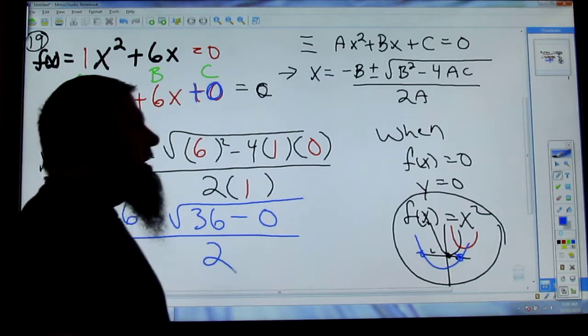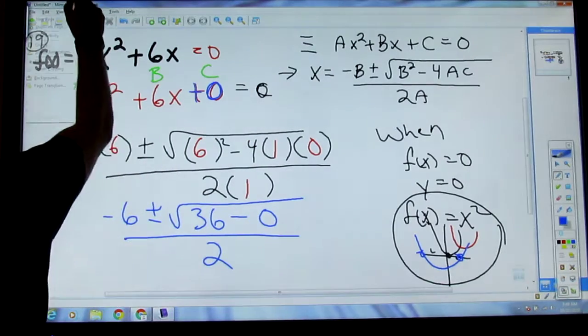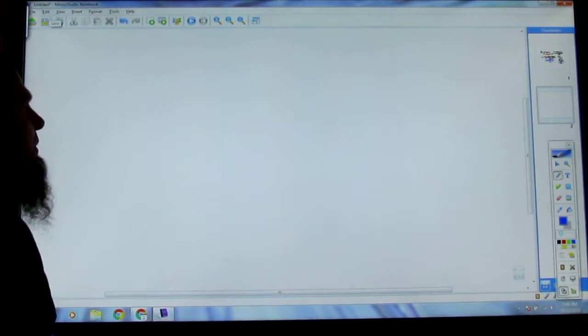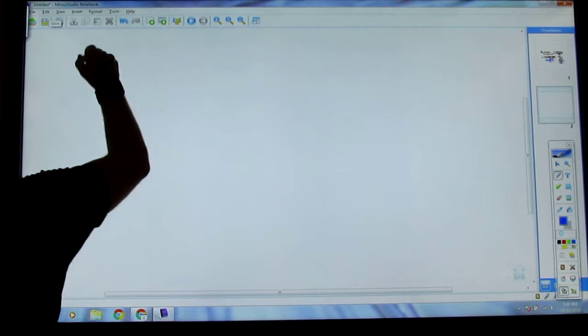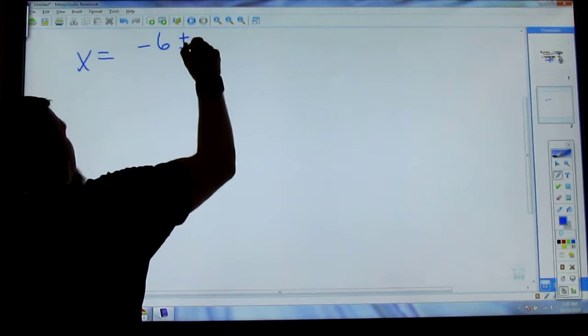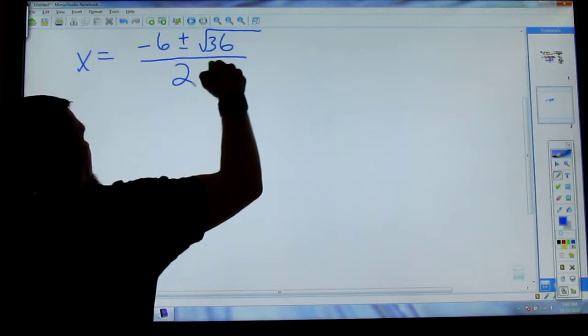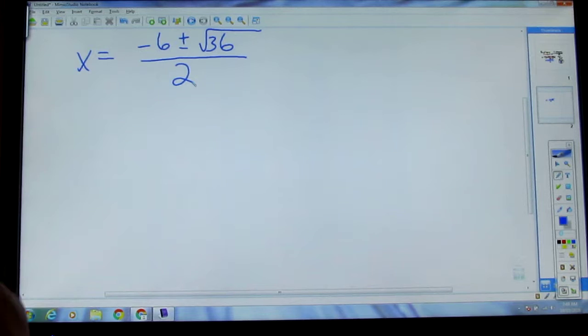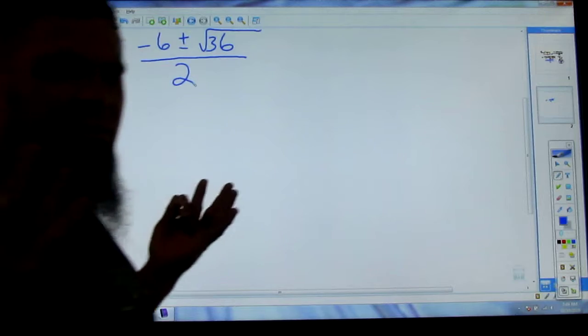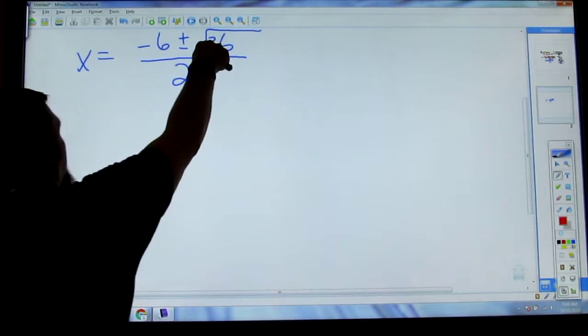Okay? So what that does, it brings me up, I'm going to have to make another page. And does anyone remember what that was? X was equal to negative 6 plus or minus the square root of 36? Yeah. All over 2. And then we had a minus 0, but if we go to the next step, we could just say it's 36, yeah? Okay, we're all good here? We all know where we came from? We all know where we're going. Okay? Next. I need to do the 36.